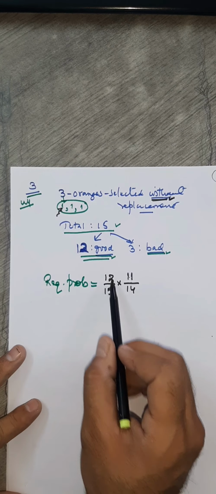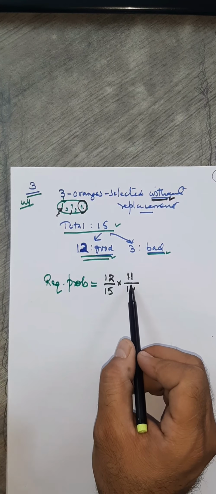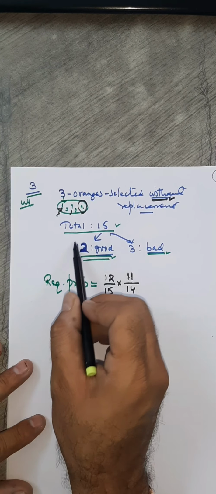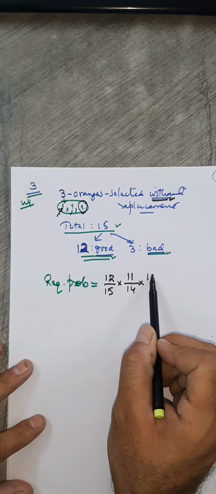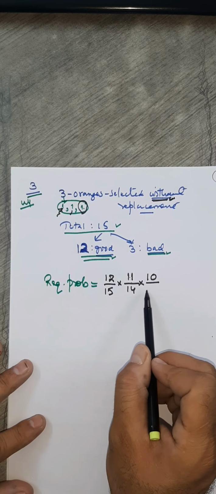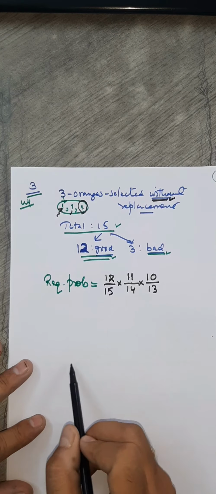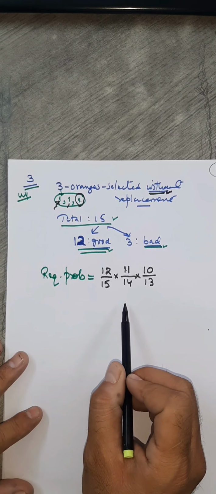Two oranges you have already selected, 1 and 2. Now the turn comes to the third orange. The third one also should be a good one. But out of 12, 2 you have already taken, so now you are left with 10. Out of total 15, 2 you have already taken, so we are left with 13 oranges in total. So this is the required probability.